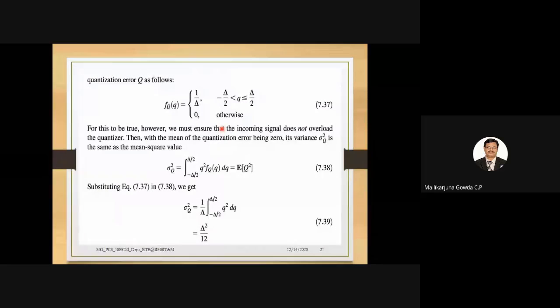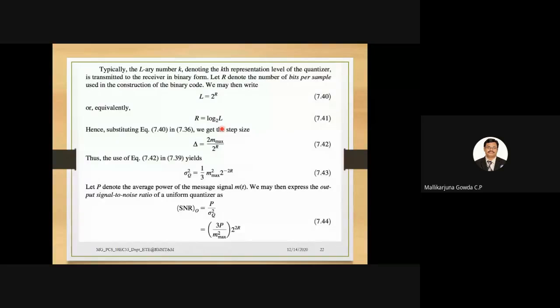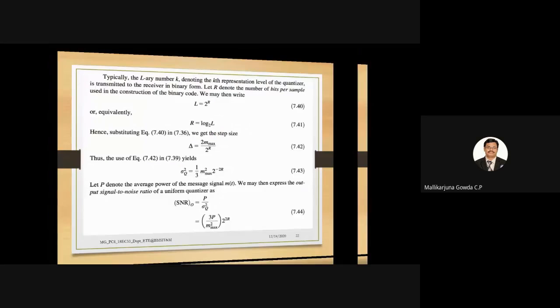I think with this I will stop, because I will not be able to complete. There are derivations we need to understand about this quantization error, and we need to find the output SNR and all. So let me stop with this.